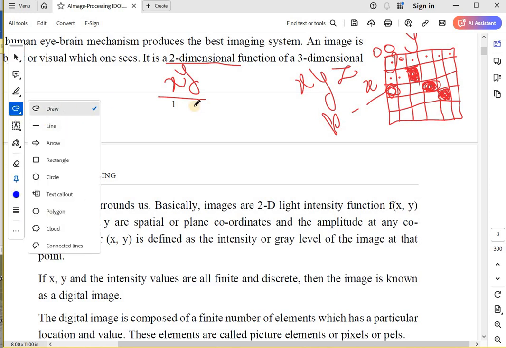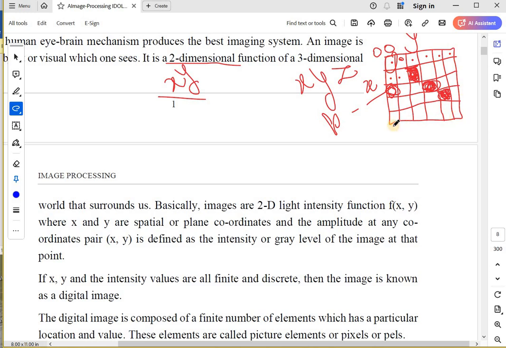Whenever you consider a 2D image, you basically get a grid like this, where this is your x and this is your y. Each square that you can see over here is called a point in the image. So when I say f of 0, 0, I am pointing to this point. Getting it? It's very simple.